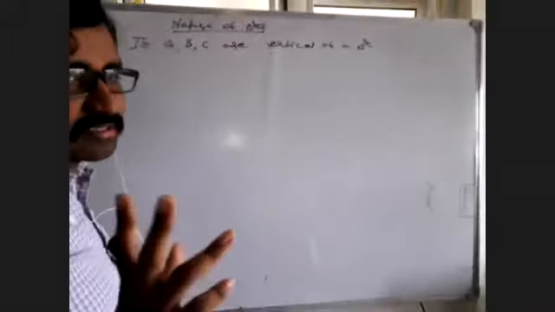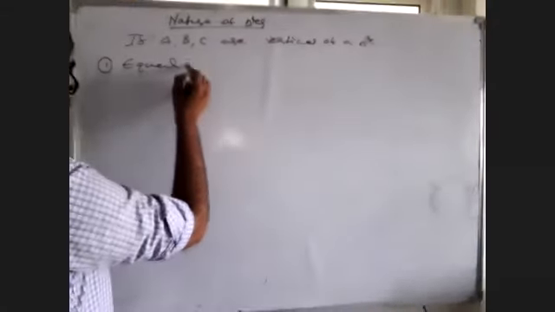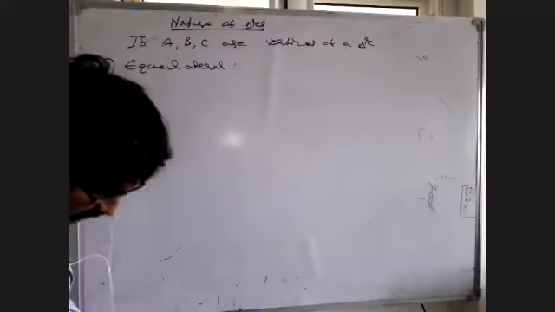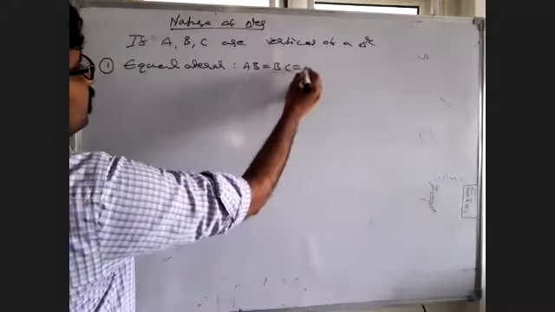You know the definitions already, I think. Equilateral, isosceles and scalene triangle. Equilateral triangle: what is the meaning of equilateral? Three sides are equal. AB equal to BC equal to AC, then that is called an equilateral triangle.